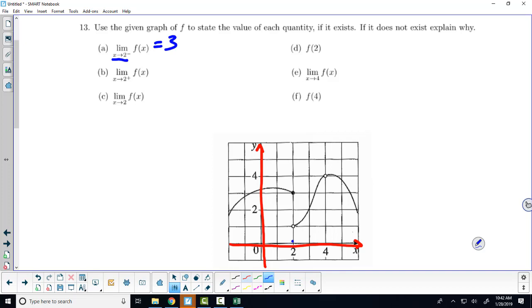Does everyone see that? So where's the number 2? It's down here. We're going to approach 2 from which direction? From the left. And as we do so, we see that the y values, if we pick these here, appear to be approaching 3. The second one says, let's find the limit as x approaches 2 from the right. What does that limit appear to be? One. Here we see that as we approach 2 from the right, the y values appear to be approaching 1.